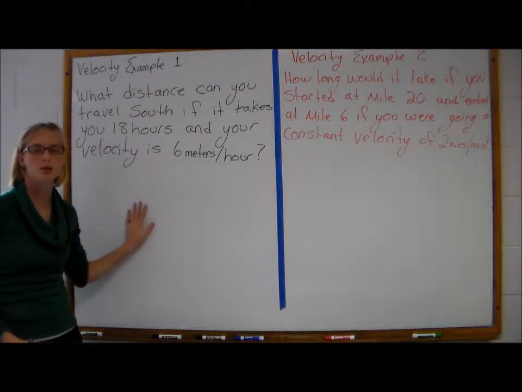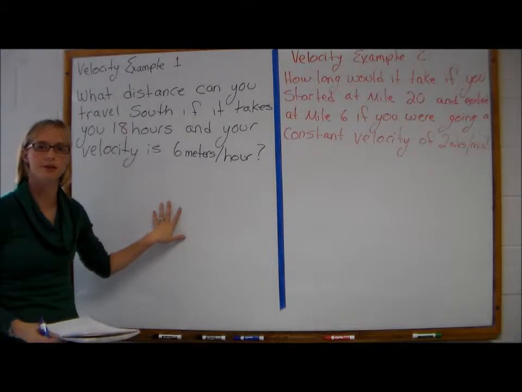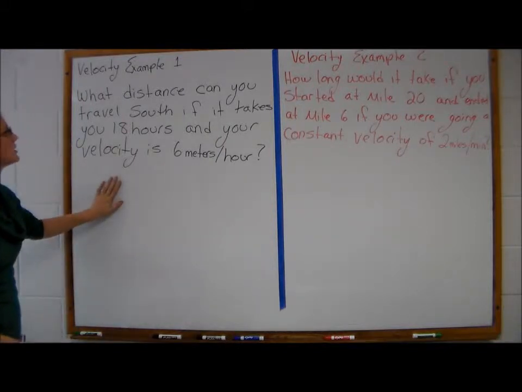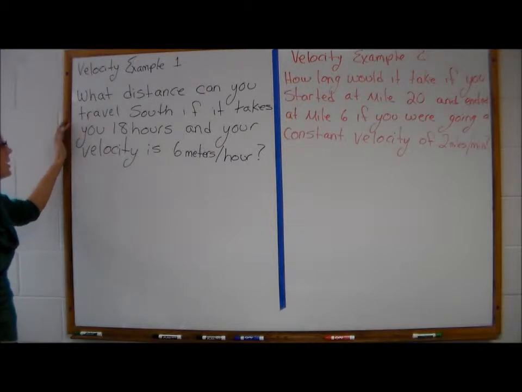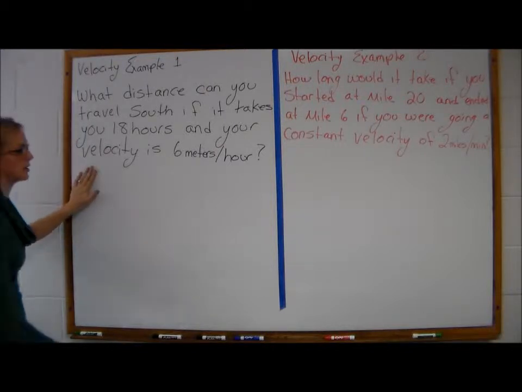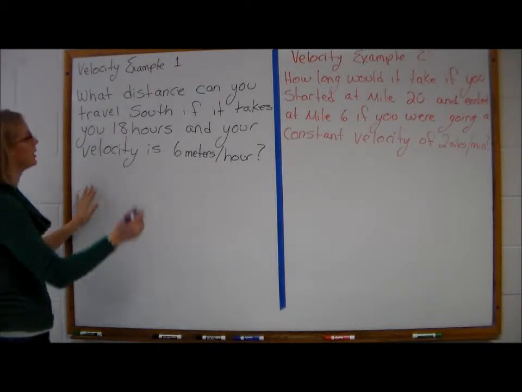Today we're going to do two more velocity problems to show you how to solve for the other variables. Velocity example 1. What distance can you travel south if it takes you 18 hours and your velocity is 6 meters per hour? First, underline what we know.